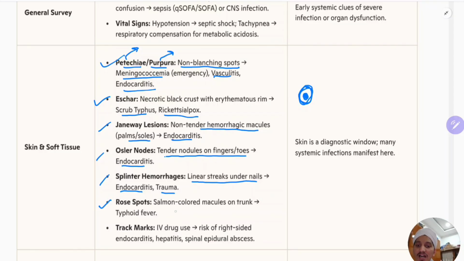Rose spots are salmon colored macules on the trunk, which are seen in typhoid fever, and this is very rare actually.